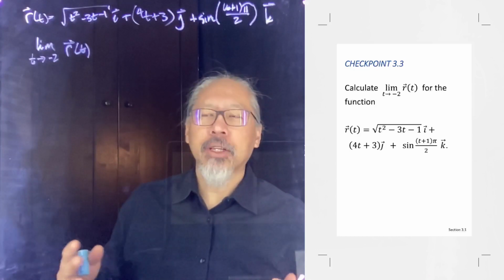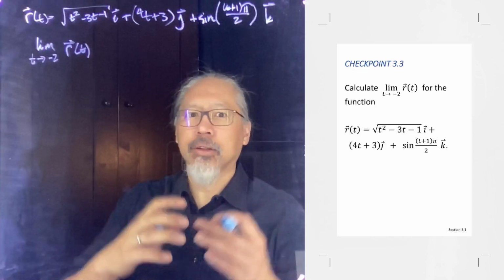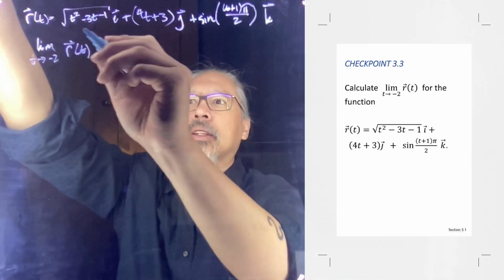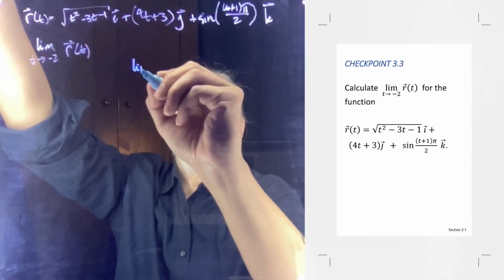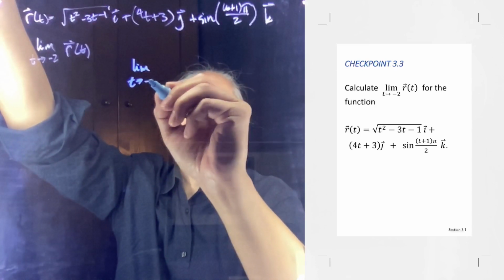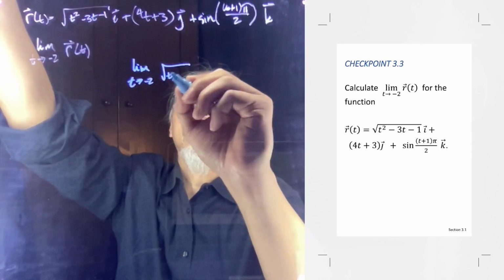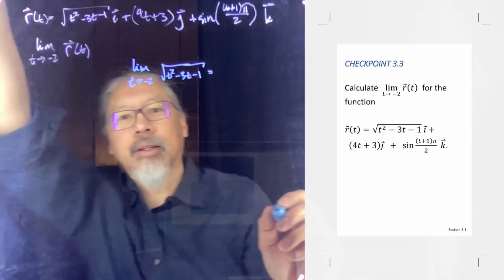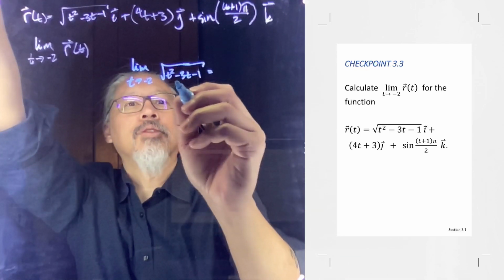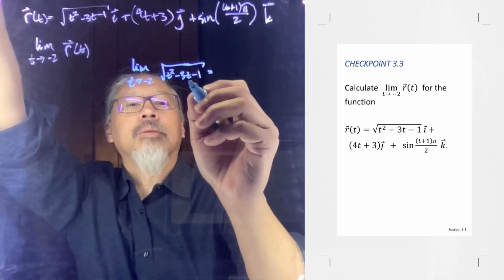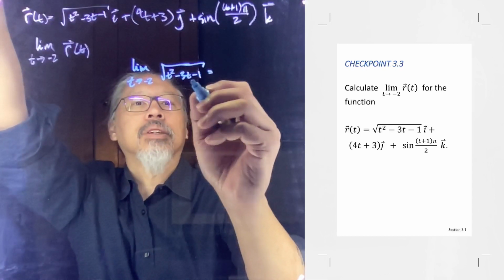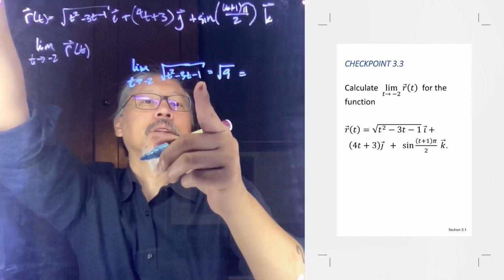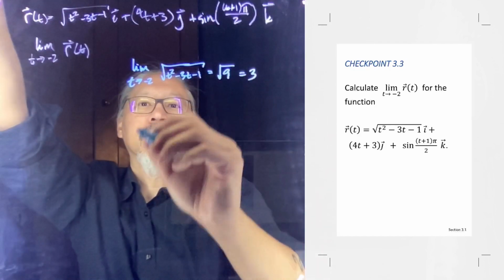We could do this in pieces and then put it together at the end, or we could do it all together. Let's do this in pieces just so we can see the different pieces happen. So we'll take the limit as t approaches -2 of the first function, t squared minus 3t minus 1. And like I said, all we have to do is put in the values. So it's going to be 4 minus 3 times -2, that's plus 6, and then minus 1, so 4 plus 6 is 10, minus 1 is 9, and that's just going to give us the square root of 9, which is 3.